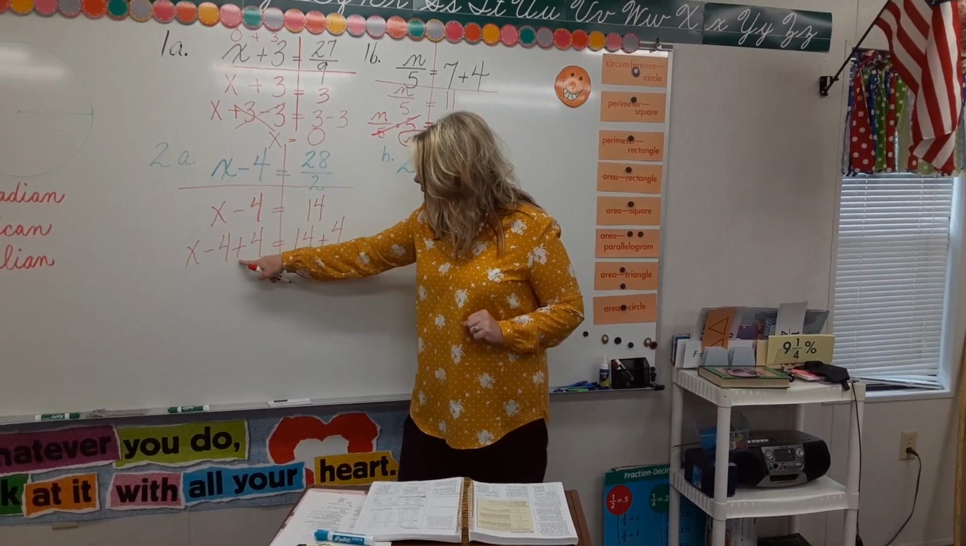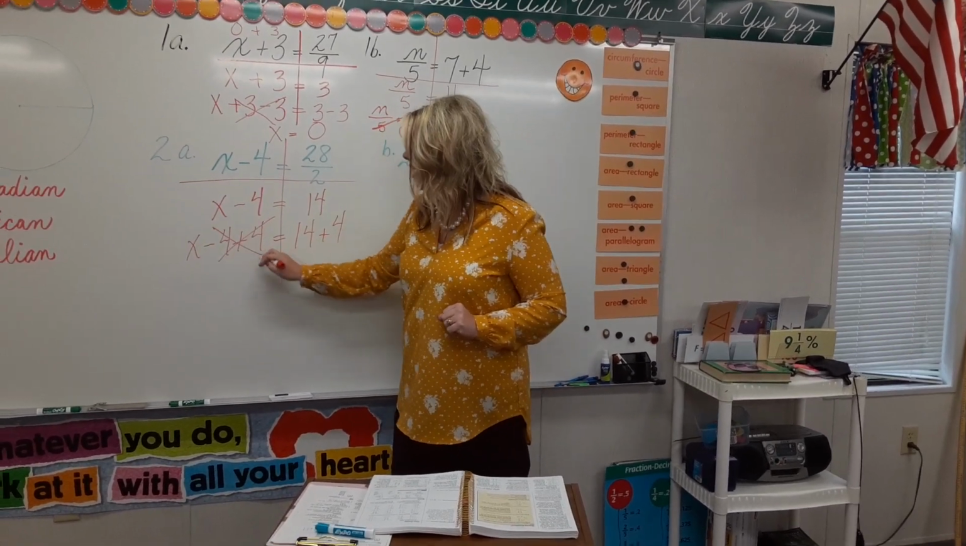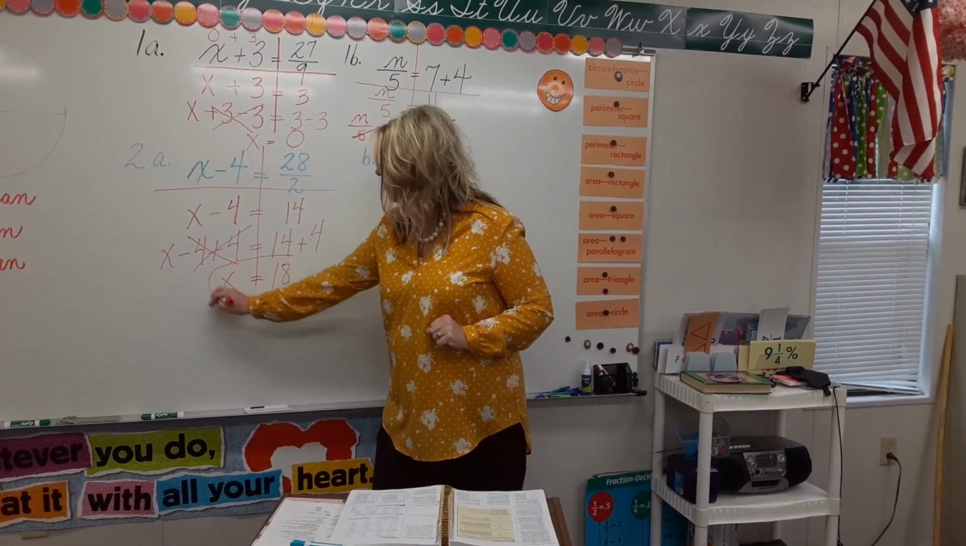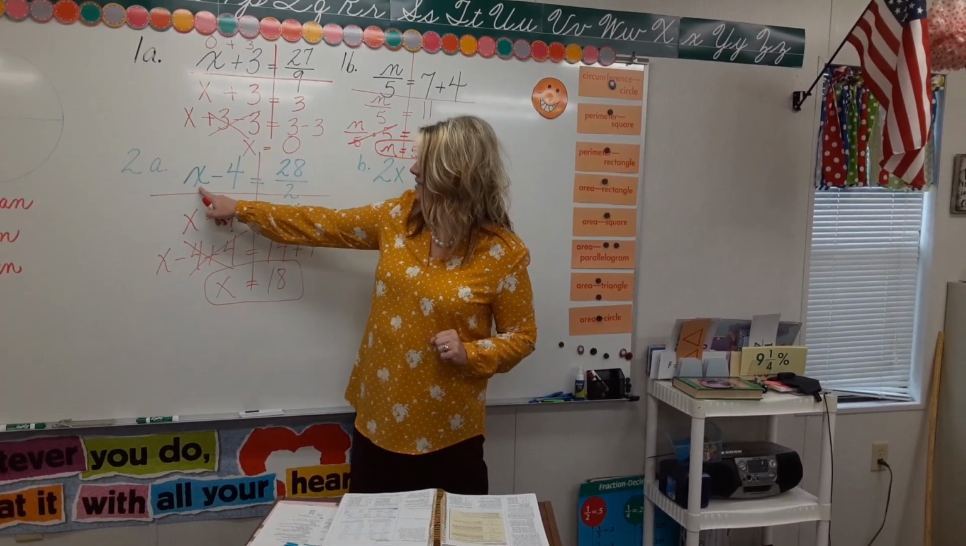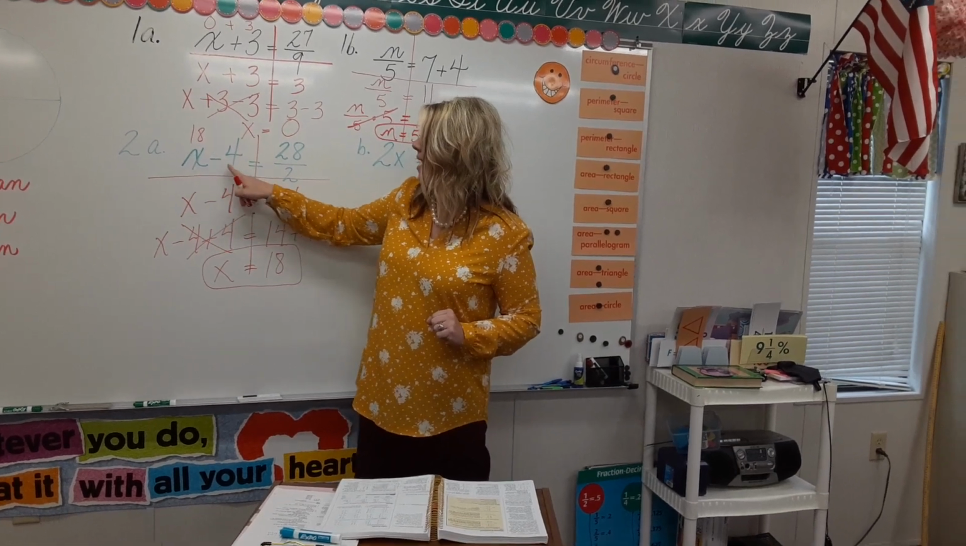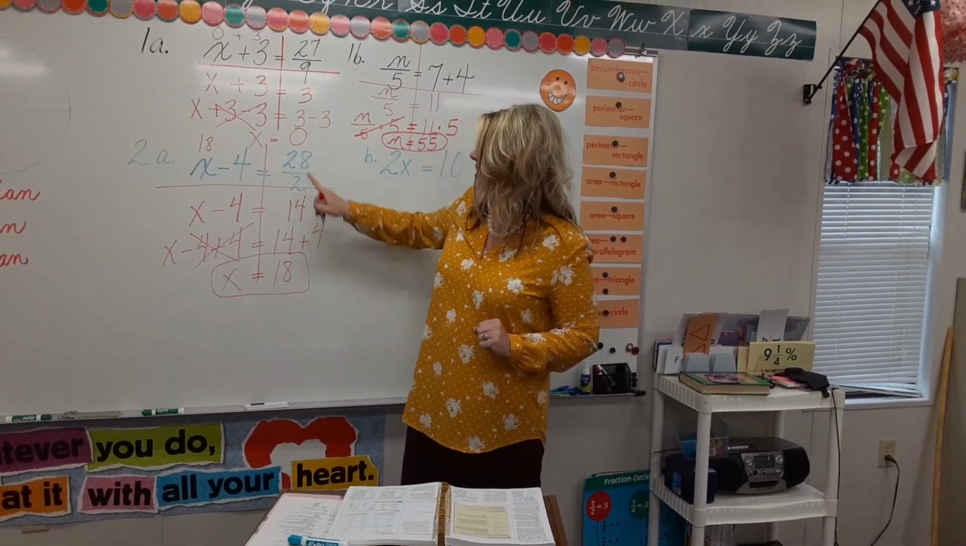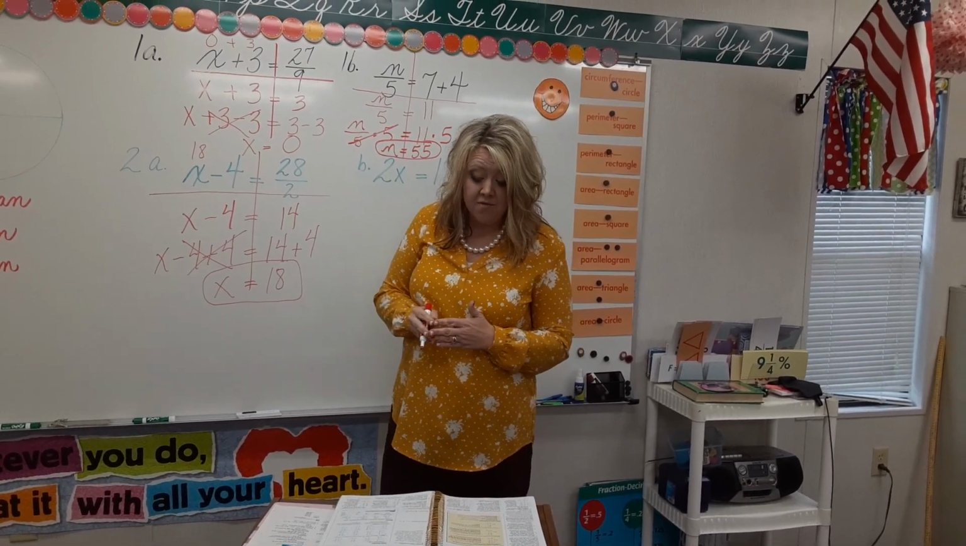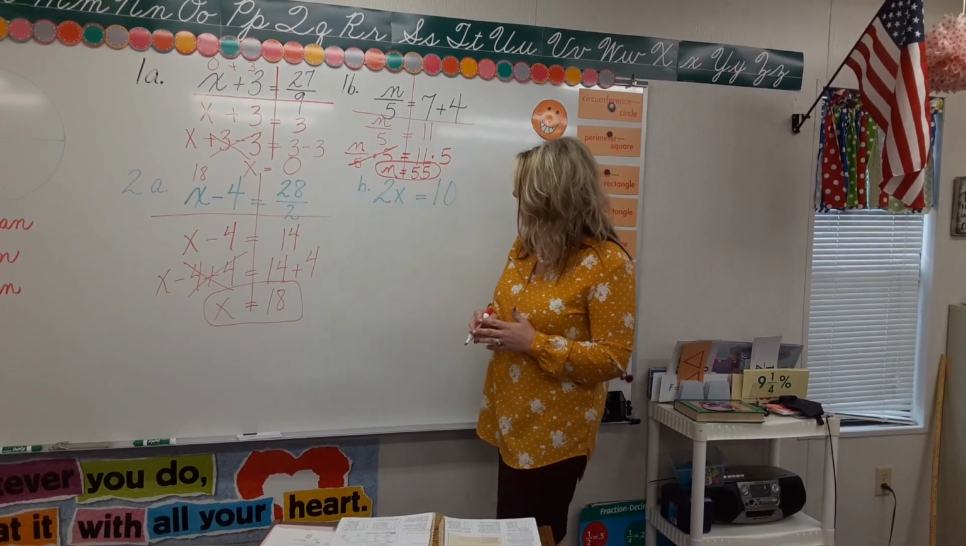This negative 4 and a positive 4 cancel out. X equals 18. Is that correct? Take a look. 18 minus 4 would equal 14. 28 divided by 2 is 14.